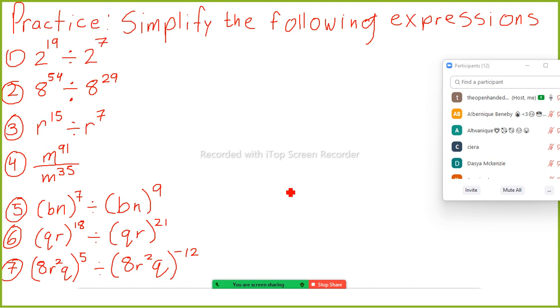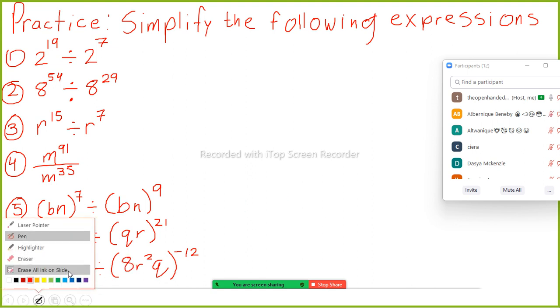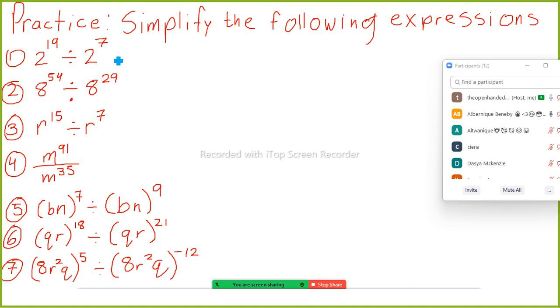We're gonna start off with Albanique. Can you help me with number 1? Okay, so I got 2 to the power of 12. How did you get that? So first I take away 7 from 19, that gives me 12, and I just put the 2 back, so 2 to the power of 12. Excellent. Very good. That is absolutely correct. Perfect application of the rule.